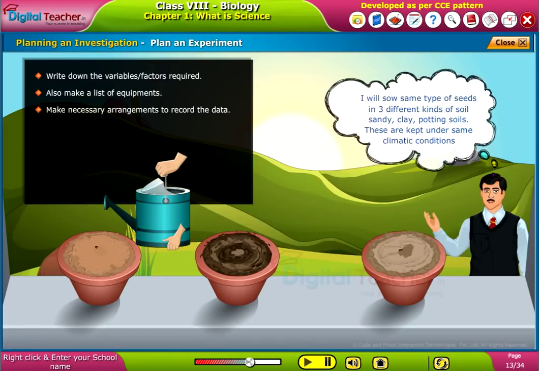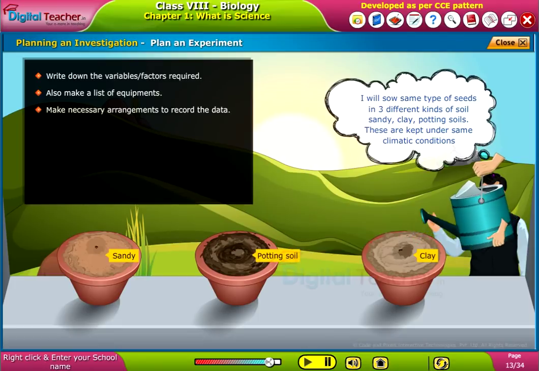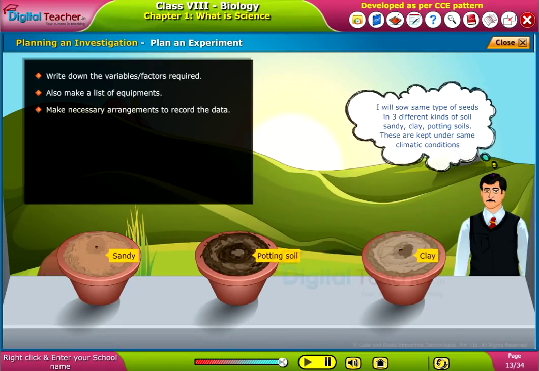I will sow the same type of seeds in three different kinds of soil: sandy, clayey, and potting soils. These are kept under the same climatic conditions.